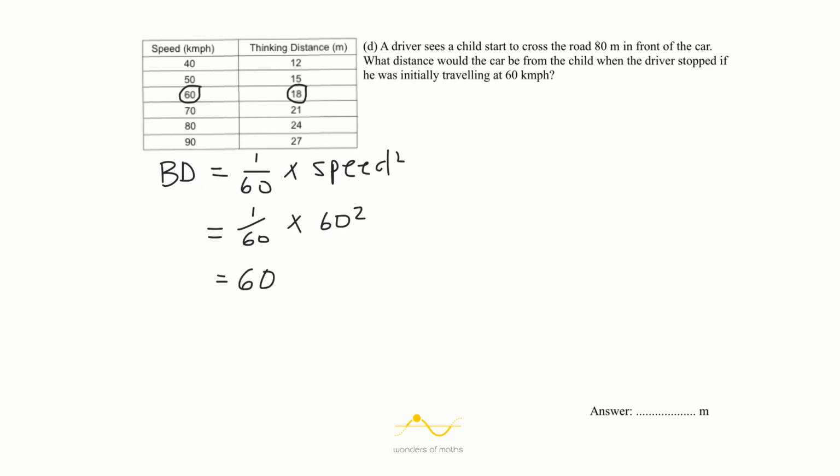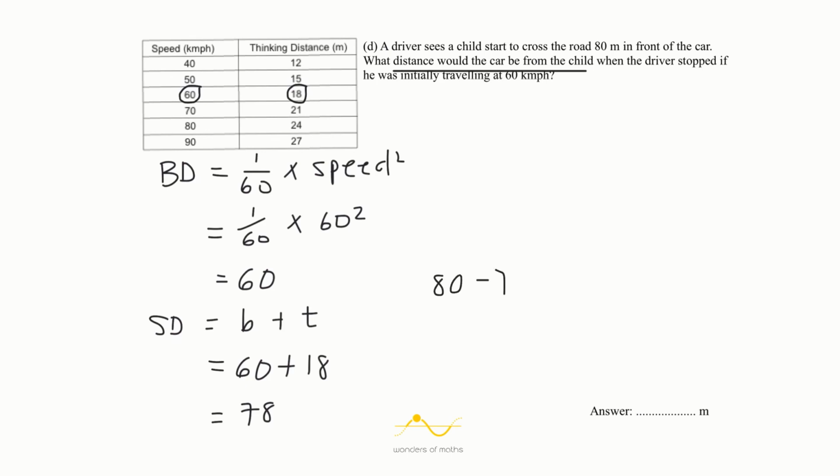Now that we've got the braking distance, we can calculate the stopping distance. The stopping distance is the braking distance plus the thinking distance. So we need to do 60 plus 18, which gives us 78. The question is asking at what distance would the car be from the child when the driver stopped. If the child is 80 meters in front of the car, we need to do 80 minus 78 to give us a final answer of 2 meters.